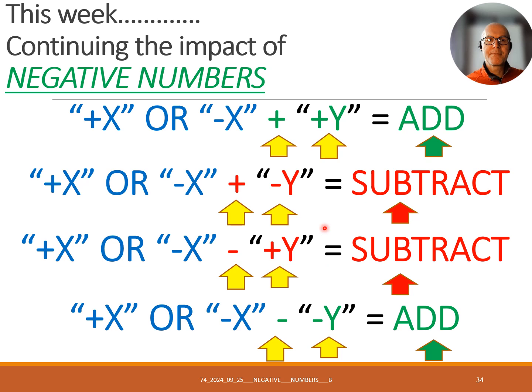So here's the summary. Adding a positive number sticks with addition. Adding a negative number, you change to subtraction. Subtracting a positive number stays as subtraction. And subtracting a negative number, you change it to addition.